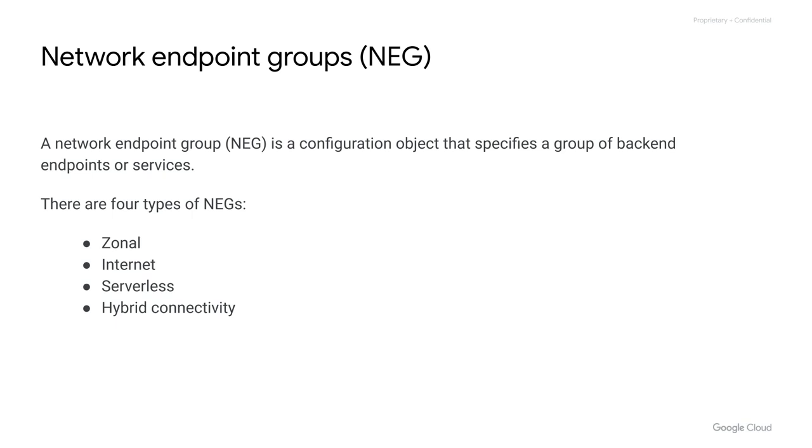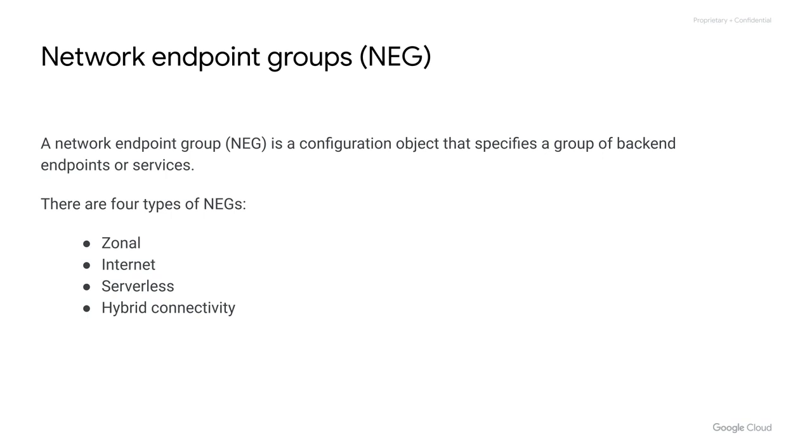A network endpoint group, or NEG, is a configuration object that specifies a group of backend endpoints or services. A common use case for this configuration is deploying services in containers. You can also distribute traffic in a granular fashion to applications running on your backend instances. You can use NEGs as backends for some load balancers and with Traffic Director.